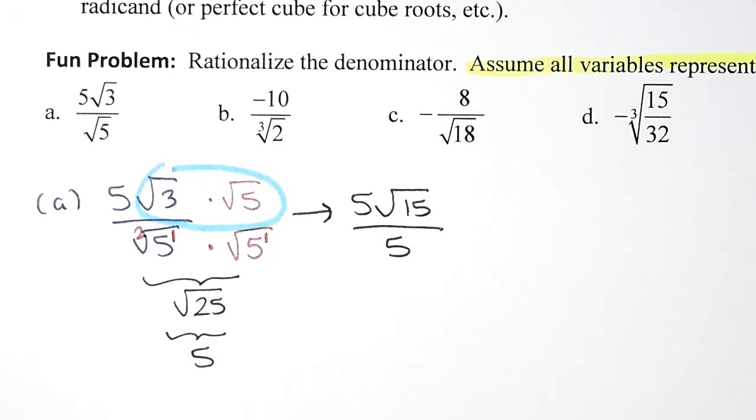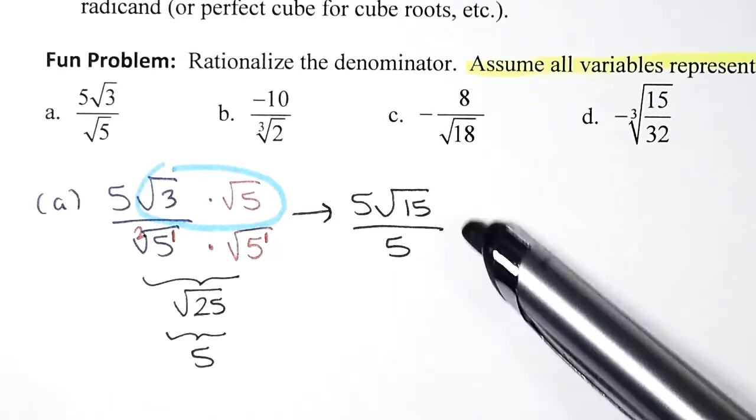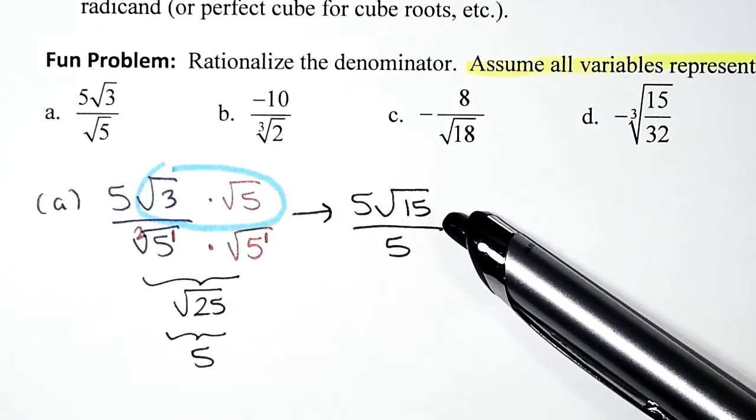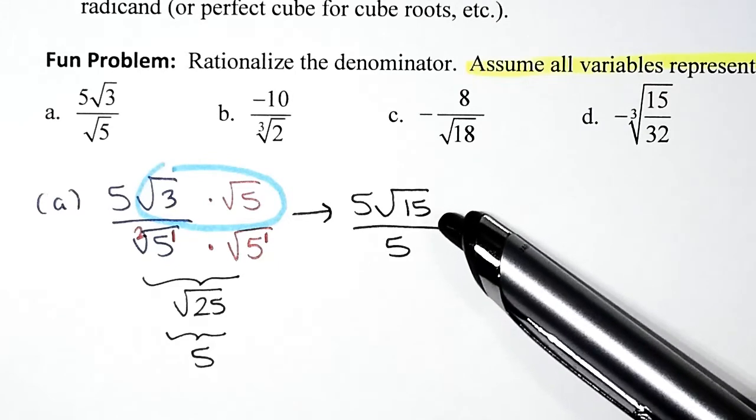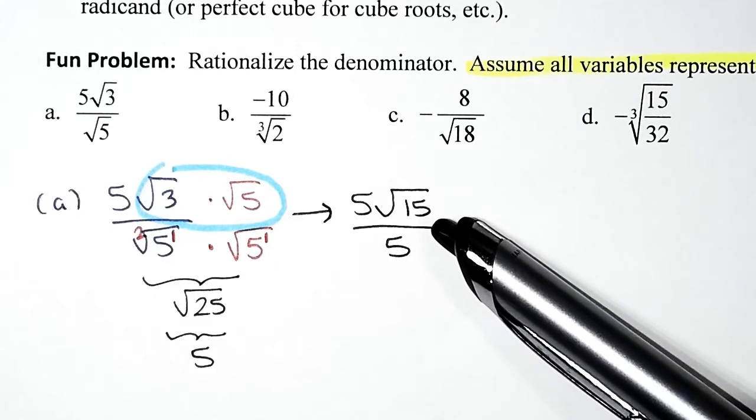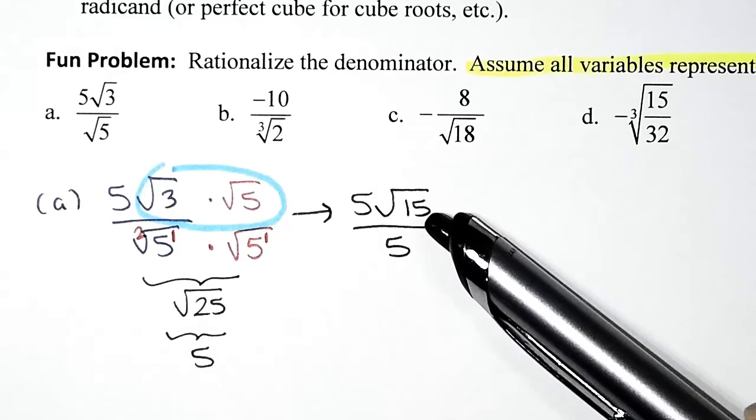Okay, so the directions read rationalize the denominator. That's code for make the denominator a rational number, or in English, get rid of the radical. The radical is gone. We could get rid of the radical in the bottom, but we can't just get rid of it from the problem. When you have your leftover radical, make sure it's simplified. And in this case, the square root of 15 is simplified because 15 doesn't have a perfect square factor.